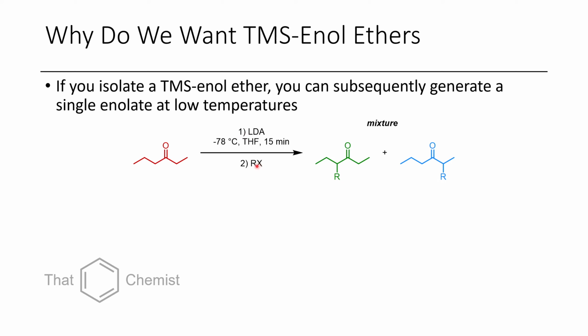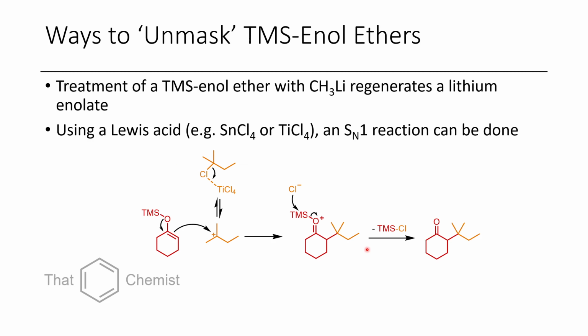So we lithiate and then alkylate with an alkylating agent. Now you can see we get a mixture. These will be really hard to separate because they're almost the identical molecule. They're not quite identical, but they're pretty close. Now, if you were to trap this as a TMS-enol ether, you could separate this one from the other one, hopefully fairly easily. Once you've isolated this, though, if you alkylate after activating with something like methyl lithium to regenerate the lithium enolate, you'll get one single product. So if you make the enol ether, you can get a single product via functionalization.